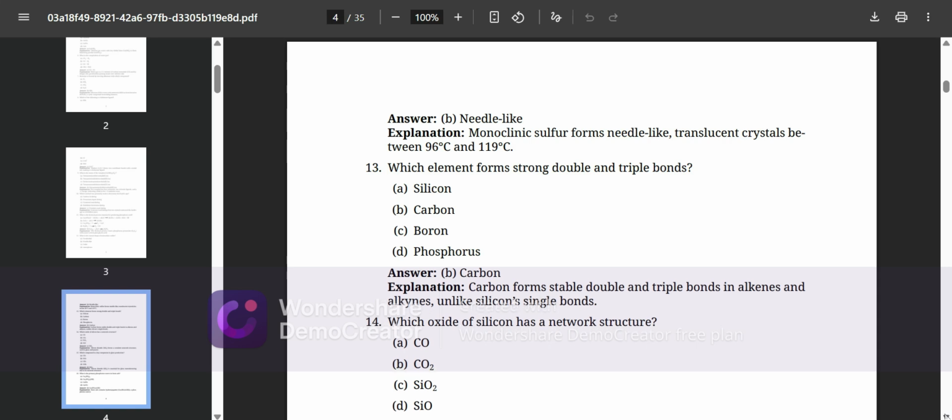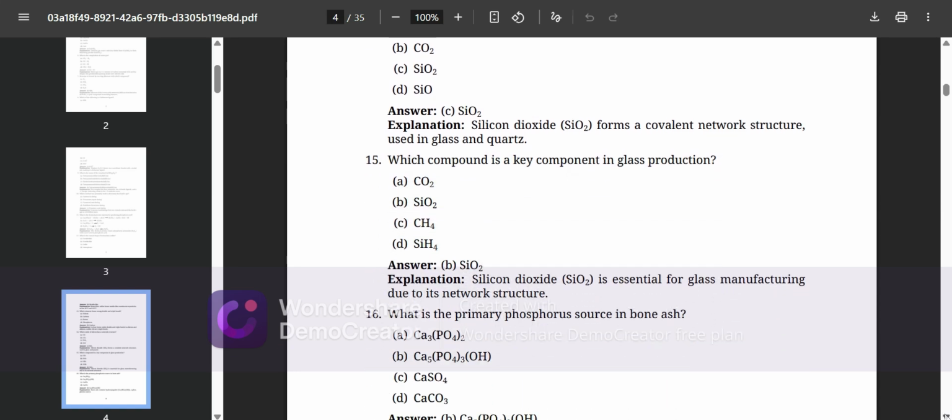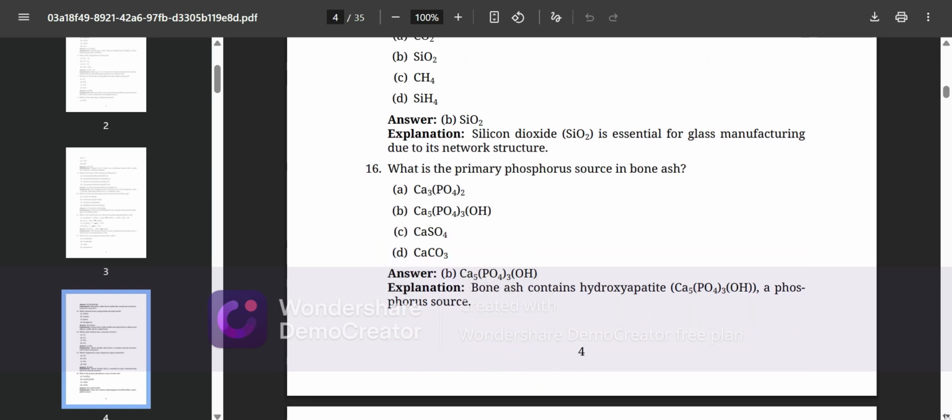Unlike silicon single bonds. Which oxide of silicon has a network structure? Silicon dioxide forms a covalent network structure used in glass and quartz. Which compound is a key component in glass production? Silicon dioxide is essential for glass manufacturing due to its network structure.